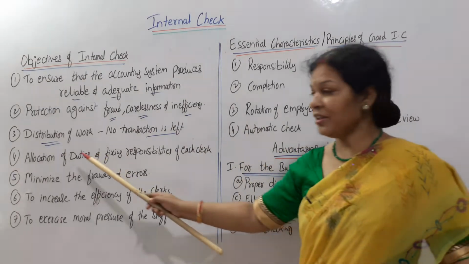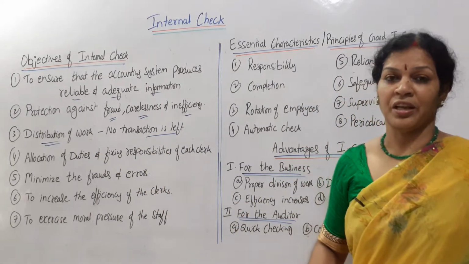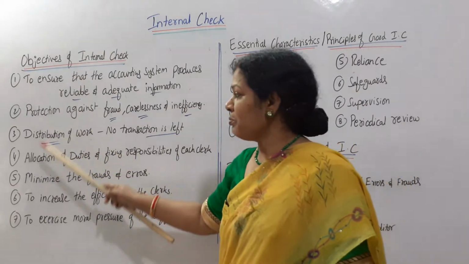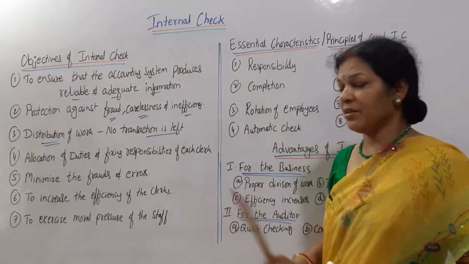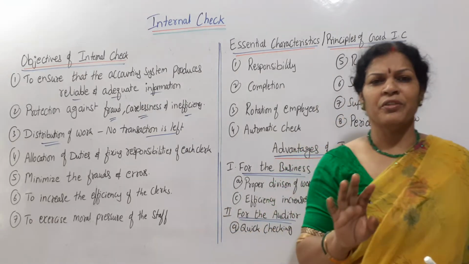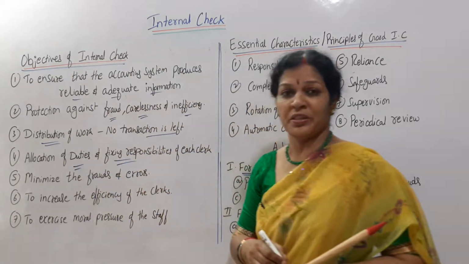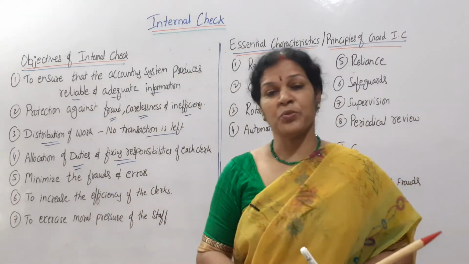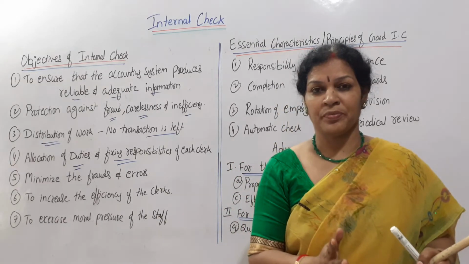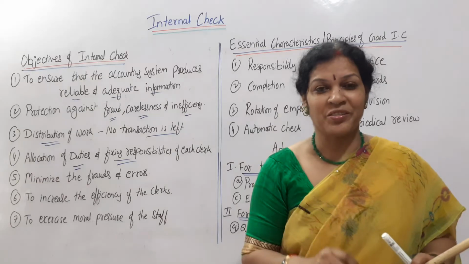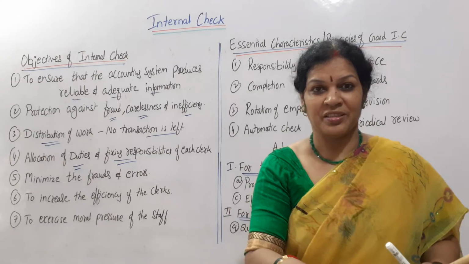That is what we are saying, the distribution of work in such a way that no transaction is left. Every transaction has to be covered. Fourth objective is the allocation of duties and fixing responsibilities of each clerk. Every clerk, we are allocating the duties and also fixing the responsibilities. Suppose XYZ is there, X, what duties you have to do, and also your responsibilities, not just duties allotted but also responsibilities.